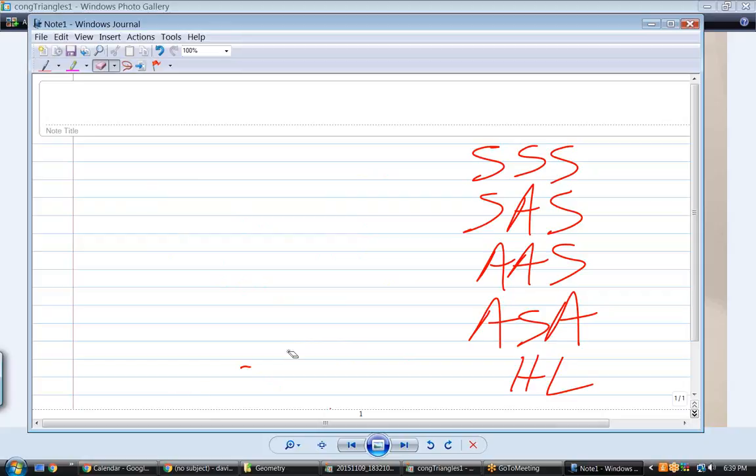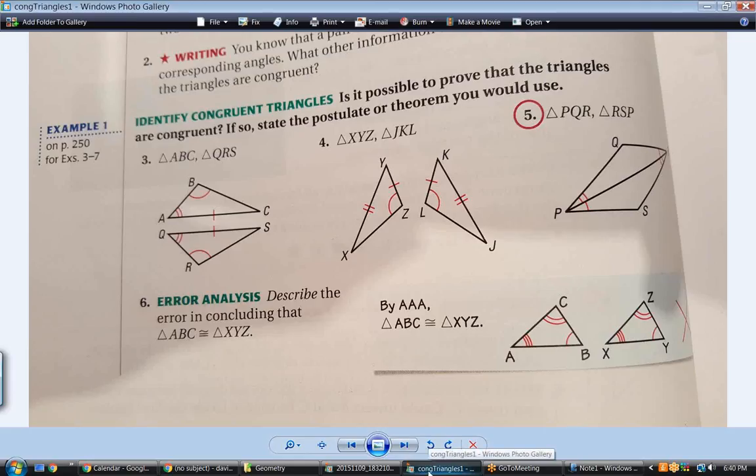Then isn't there also like a CPCTC? Yes. In other words, would that be one? Well, all CPCTC means is that if we have congruence, then the corresponding parts, in other words, the part that's between these two angles, line segment AB, is congruent with line segment QR.